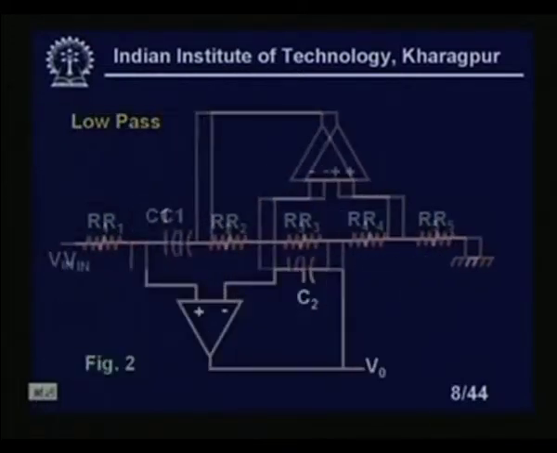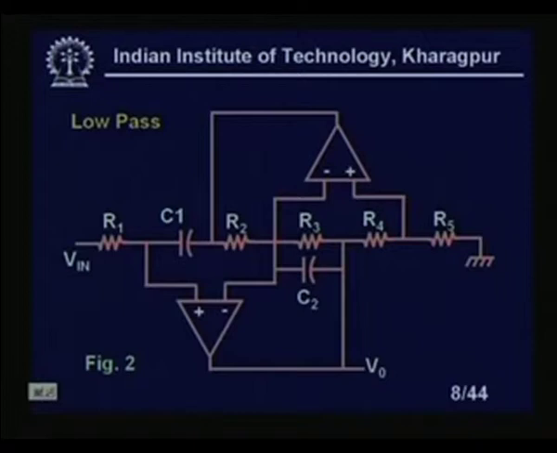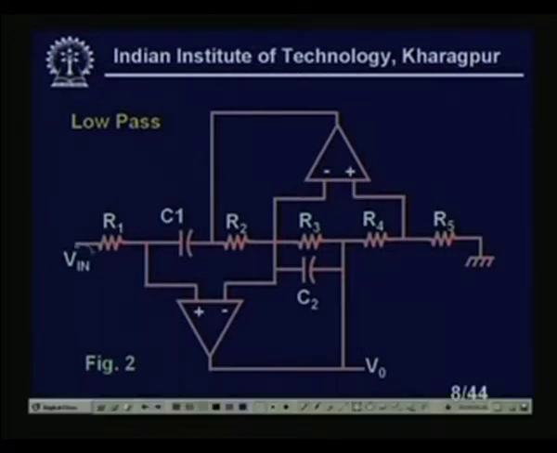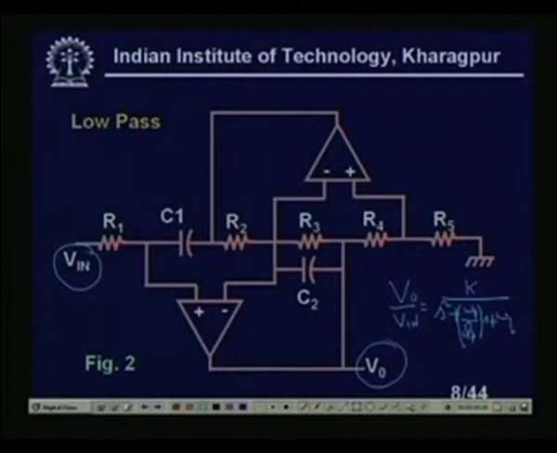Now, the low pass filter, let us look at these low pass structures. That means between this input and this output, I will get a low pass structure. That means V0 by V in will give you a value like K divided by S square plus S omega p by Qp plus omega p square. This type of structure we will get, right.